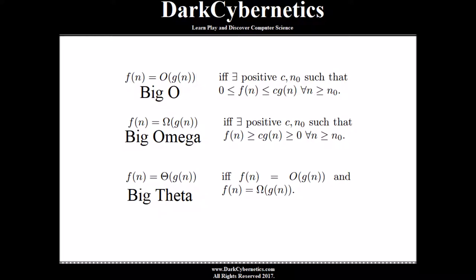So we can say that f of x is in the set of theta of g of x if there exist c1 and c2 and x0 greater than 0, such that c1 times g of x is less than or equal to f of x, which is less than or equal to c2 times g of x, for all x greater than or equal to x0. There are also integer definitions for each of these. Also, there are other notations like little omega and little o.